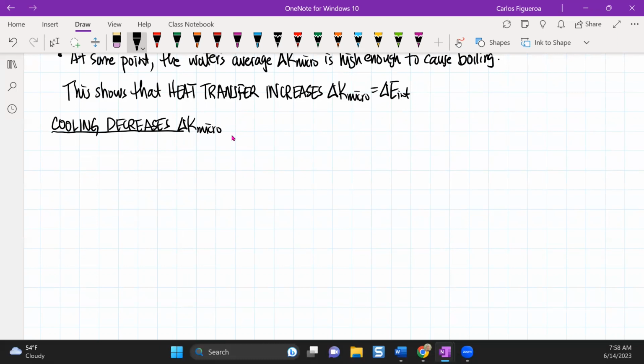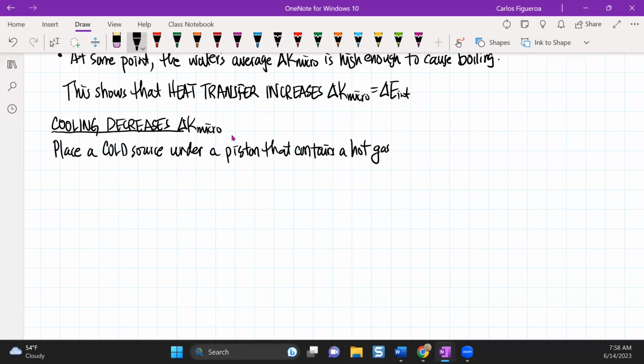So now I'm going to do the same thing that I did before. What I'm going to do here is place a cold source under a piston that contains a hot gas. So picture-wise, I'm seeing something like this here.